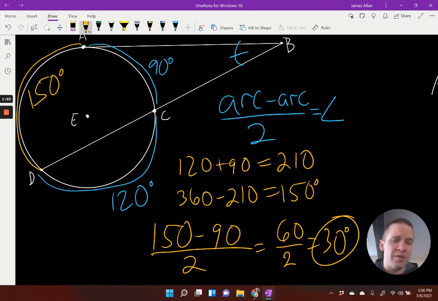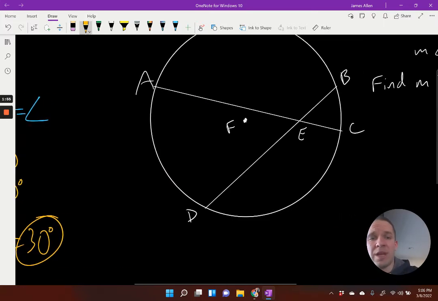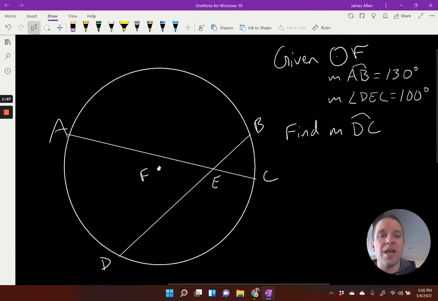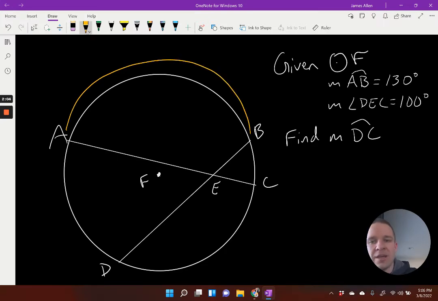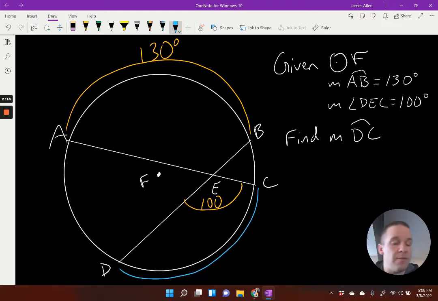Time for one more. Also dealing with angles, but this time we're going to be dealing with 2 chords. That's going to be an in angle. Okay, so I got circle F. I know arc AB is 130 degrees. I know angle DEC. This is 100 degrees. And I want to figure out what's the measure of arc DC.